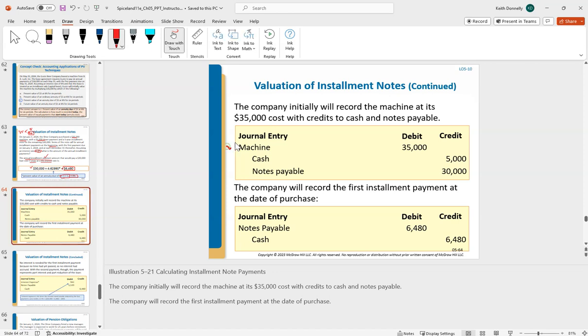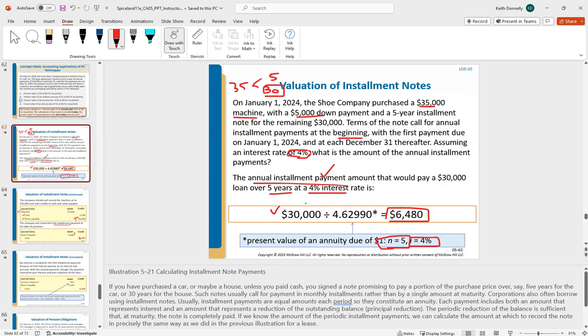So when we buy it, you do debit machine, credit cash, credit note payable. That's great. And then as they record the first installment payment, they'll knock this note payable down by the 6480, and then they'll pay cash for it. So you tee it up at the gross, you knock it down based off of how we calculated it over here.